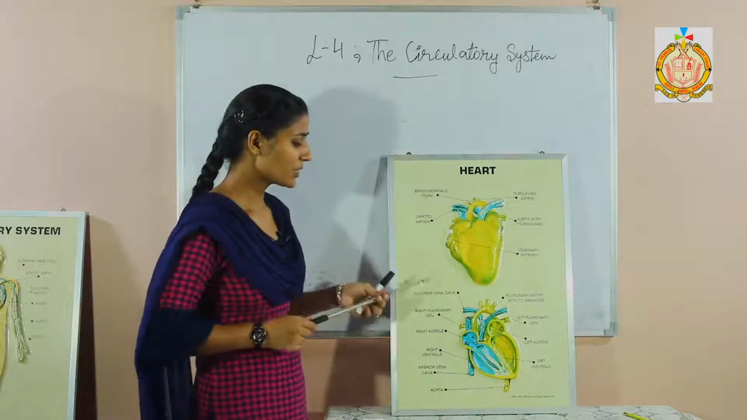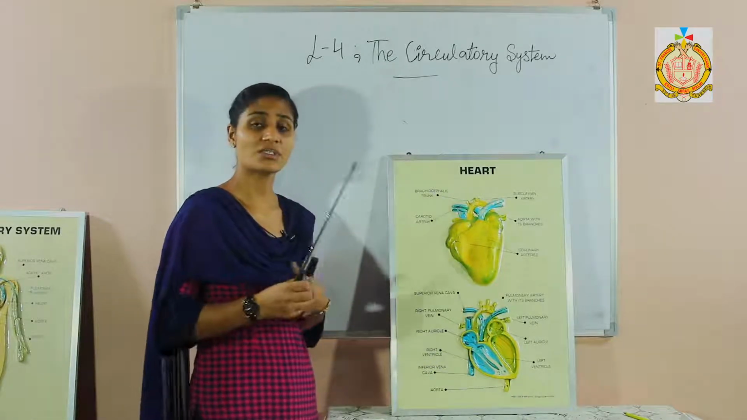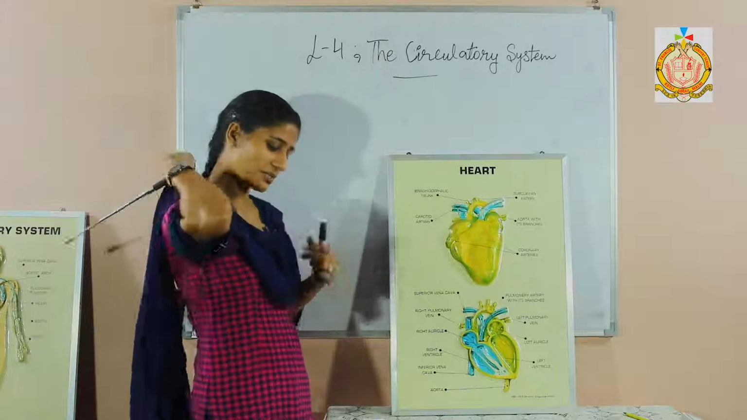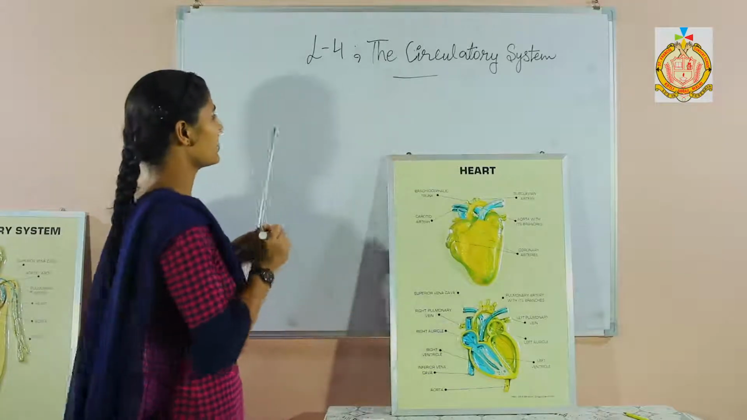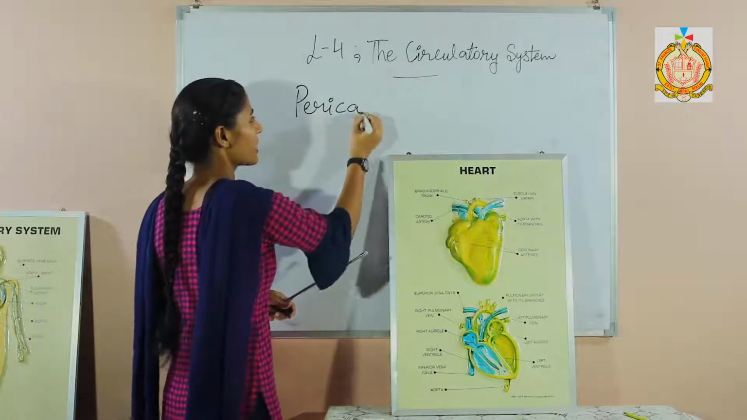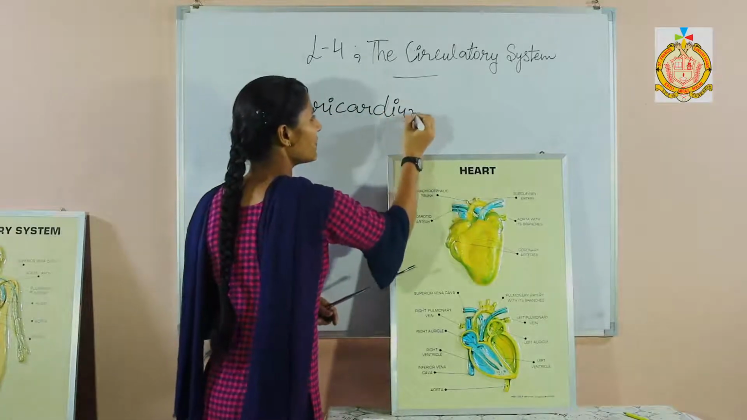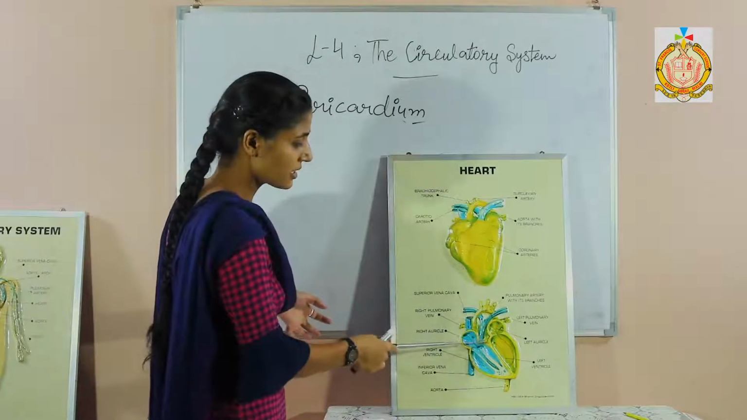If we talk about the heart, it has two outer membranes, known as the pericardium. The pericardium is the double-walled membrane of the heart, and in this pericardium a fluid is present that flows inside these membranes.